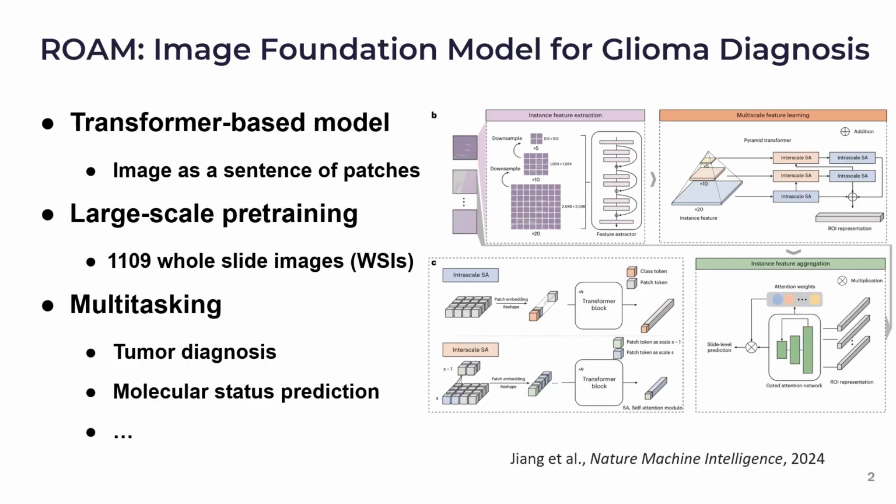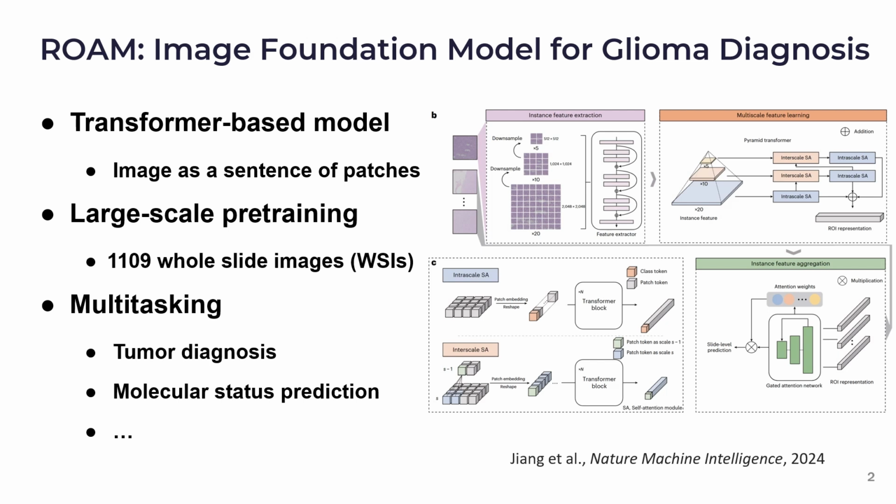Let's dive deeper into the models that work at this scale, starting with ROM, which is a transformer-based image foundation model designed for glioma diagnosis. ROM leverages whole slide images, which contain very high-resolution details about tissue morphology. The model breaks down images into smaller segments called patches and treats images as sequences of patches, similar to how language models process sentences, and uses a specially designed transformer architecture to extract image features from whole slide images at different resolution scales.